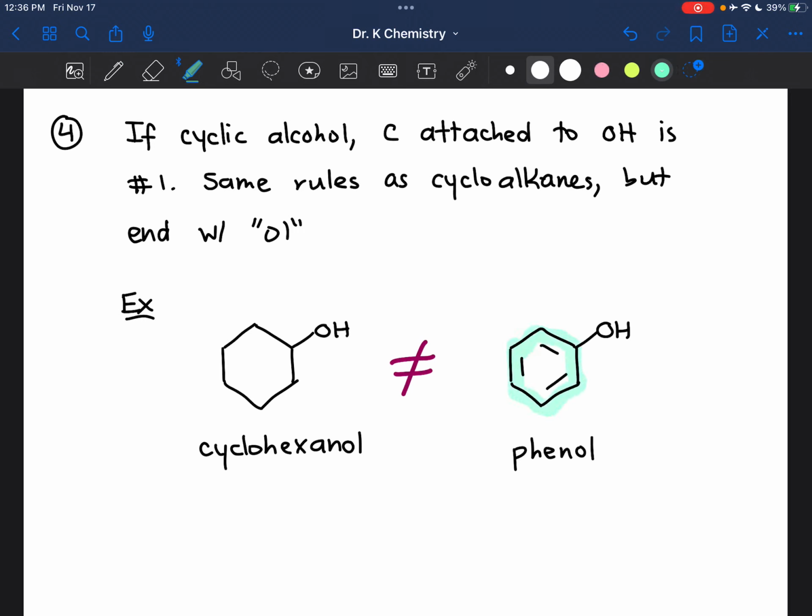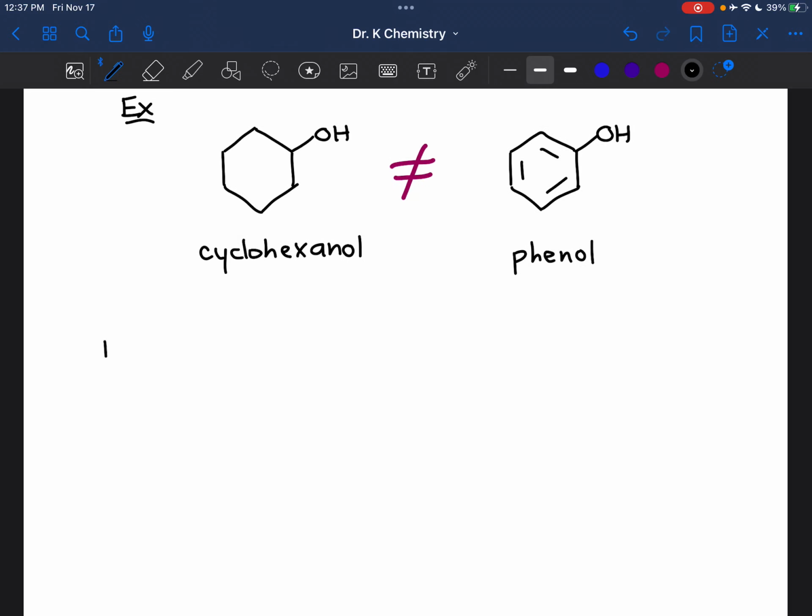If you see these double bonds throughout the ring, that's a phenol. Notice that cyclohexanol is just an alkane with an OH group attached to it. So these are all single bonds. They have different numbers of hydrogens. They behave completely differently. So just don't mix those up. Let's try an example.